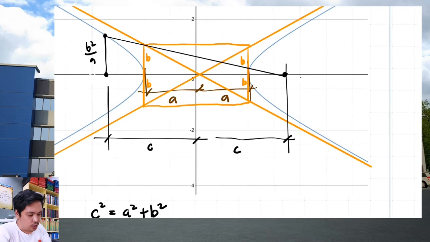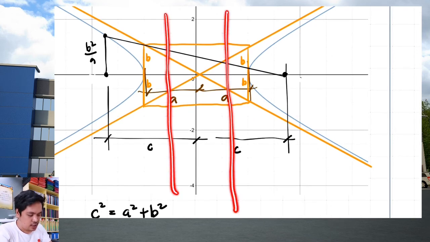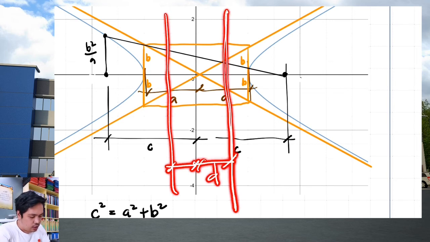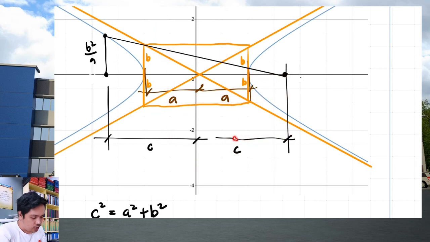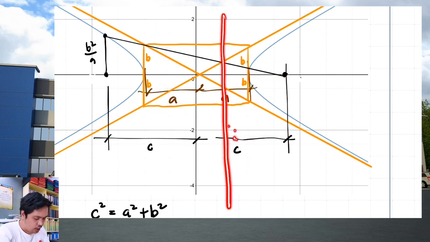for hyperbolas, so this is the location of the directrix, and this distance is D. So therefore, from the directrix to one of the foci, or to a focus, that would be this distance, which is C minus D. So therefore, etong distansya, halimbawa ito yung directrix, this distance is C minus D.